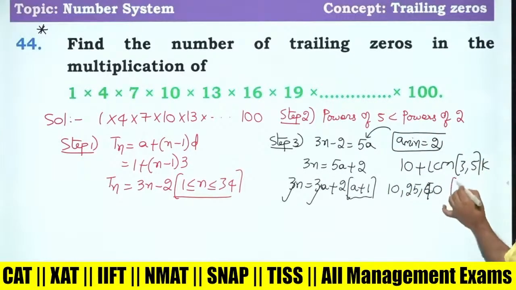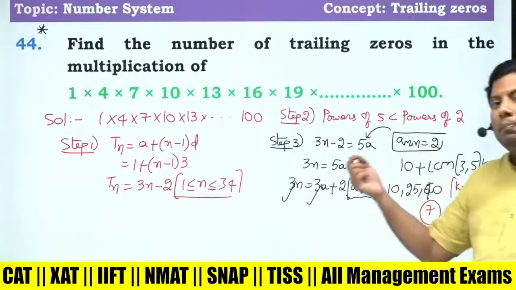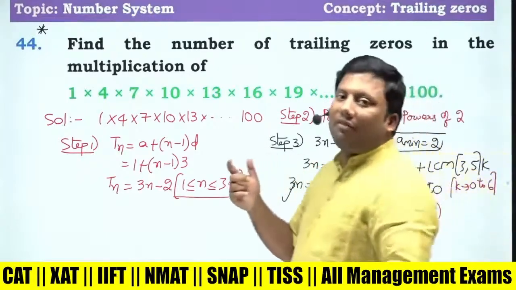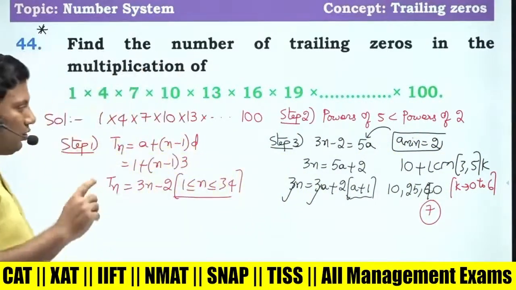How many values k can take, which will give single power of 5? K can take from 0, and it can go up to 6 15s are 90, 90 plus 10, 100. So 0 to 6. There are 7 numbers which will give 1 power of 5. That 1 power of 5 will get attached with 1 power of 2 and it will give me 0.